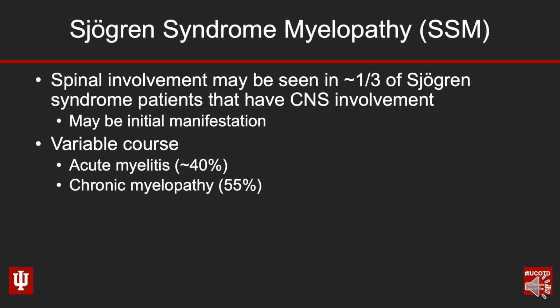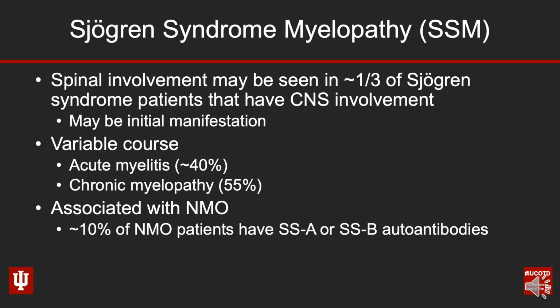And about half of these patients, maybe slightly greater than half, will go on to develop a chronic myelopathy as a result. Now, interestingly, this is associated with NMO. About 10% of NMO patients also have anti-SSA or anti-SSB autoantibodies, which are the antibodies specific to Sjögren syndrome. So there is sort of an incompletely understood overlap of some of these diagnoses. Fortunately, these tend to be steroid responsive, so it's important to make this diagnosis accurately and expeditiously as possible so these patients can get started on high-dose steroids.